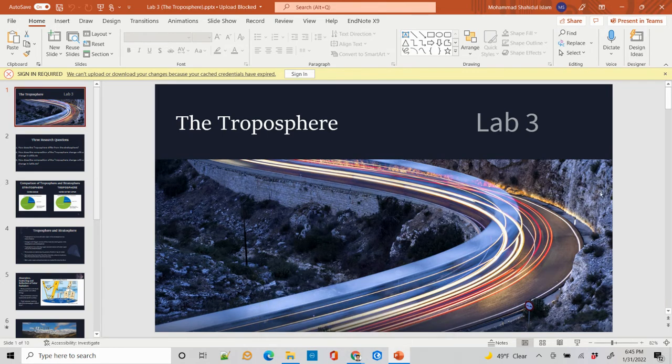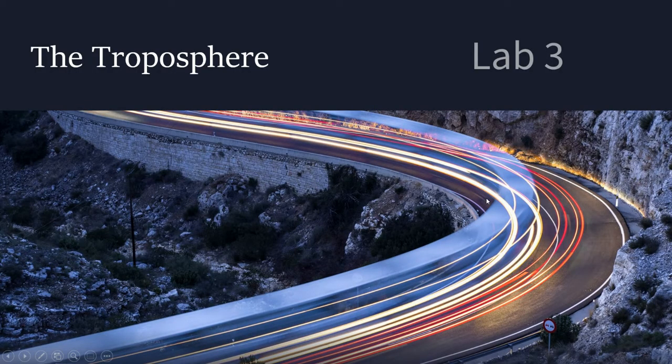This week we will be talking about the troposphere. In Lab 1, you studied solar radiation and seasons. You saw how solar radiation worked for different types of seasons in different parts of the world. Then in Lab 2, you studied the stratosphere, specifically the ozone layer, how it's getting destroyed, and lots of other things in the stratosphere. This week, we will be studying the troposphere.